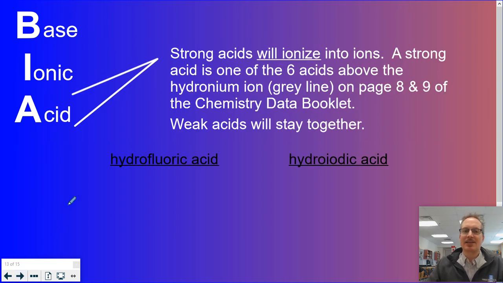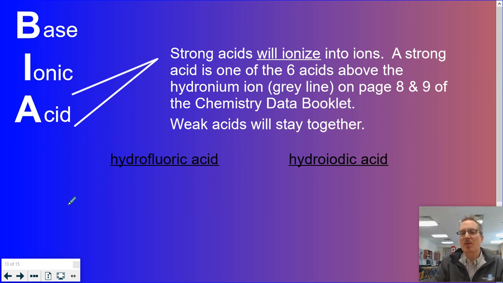First, we're going to start with acids. In acids, if you flip to your acid table in your data booklet, that's the table on pages 8 and 9. It's a big long table. You will see that there's a gray line up at the top. The six acids above the hydronium ion, above that gray line, those are strong acids. And strong acids will dissociate into ions. Weak acids will not dissociate into ions, they're going to stay together. Now, both will conduct electricity because even a weak acid will dissociate a little bit.